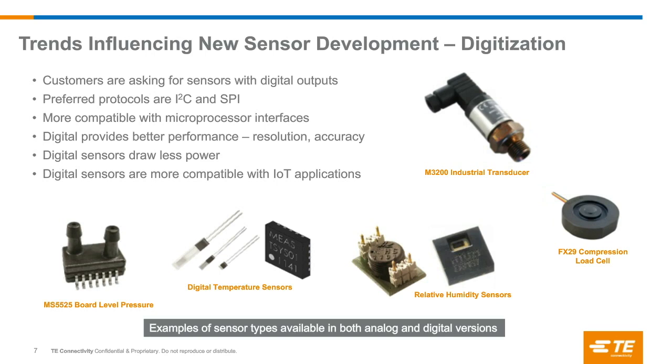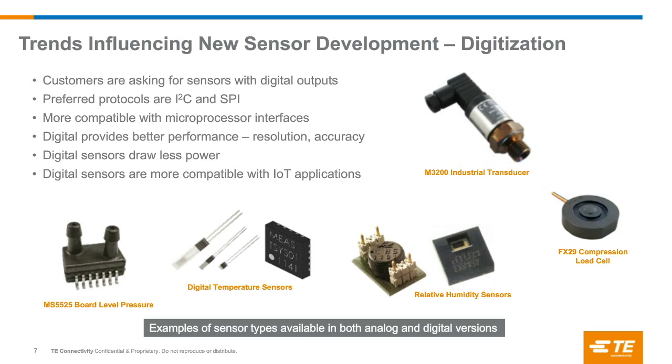The preferred formats and protocols are two. There's I2C or IIC and SPI formats for the digital data. We provide sensors with both of those. And most, in fact, not most, all of the sensors we introduce today to our customers are available in both analog and digital versions.